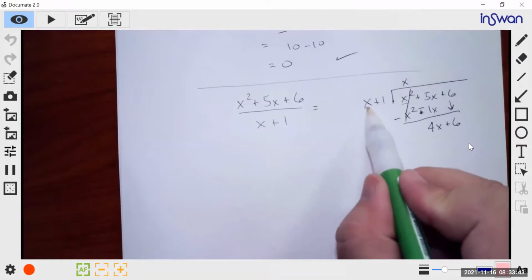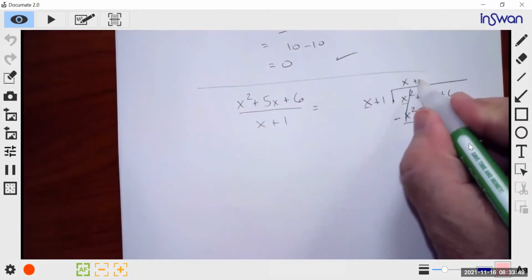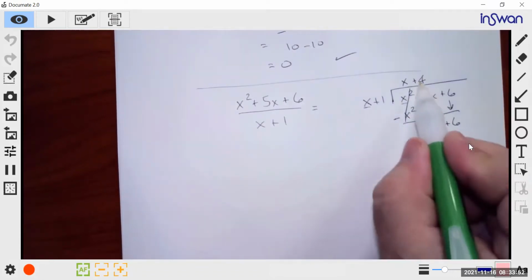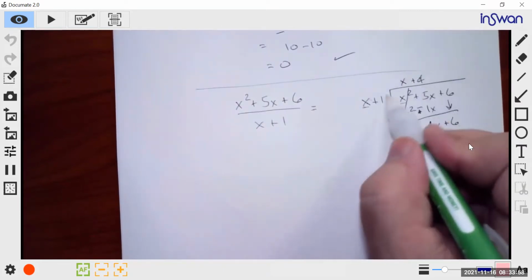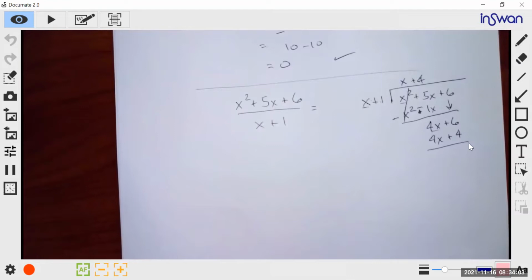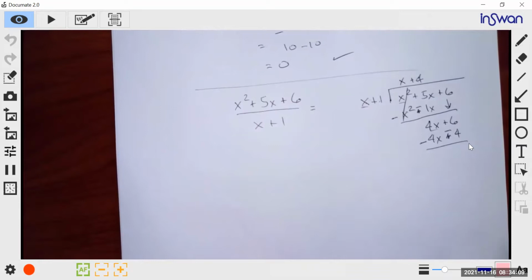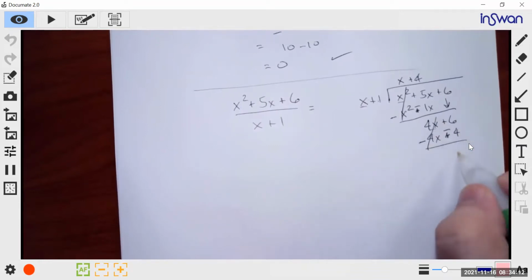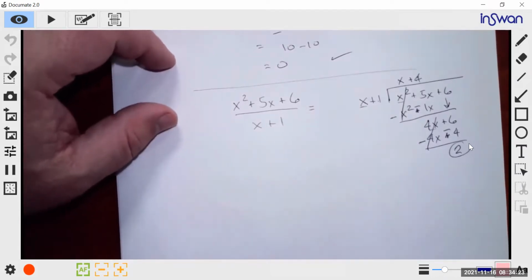Repeat the process. What times x gives me 4x? A positive 4, right? So positive 4 times x is positive 4x. Positive 4 times 1 is positive 4. Change the signs and add. First term cancels. 6 minus 4 is 2. So is x plus 1 a factor? No, it's not. But let's do this also.